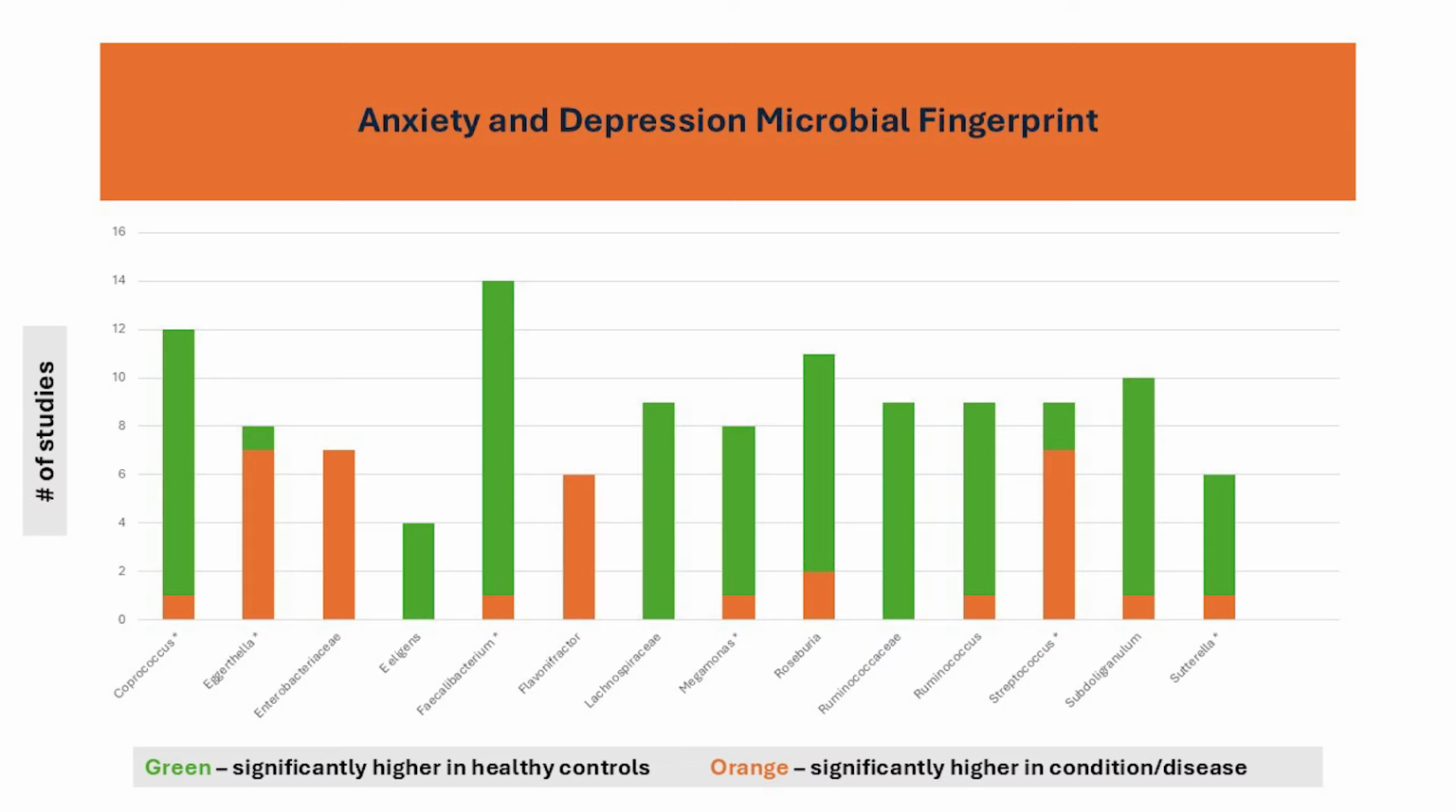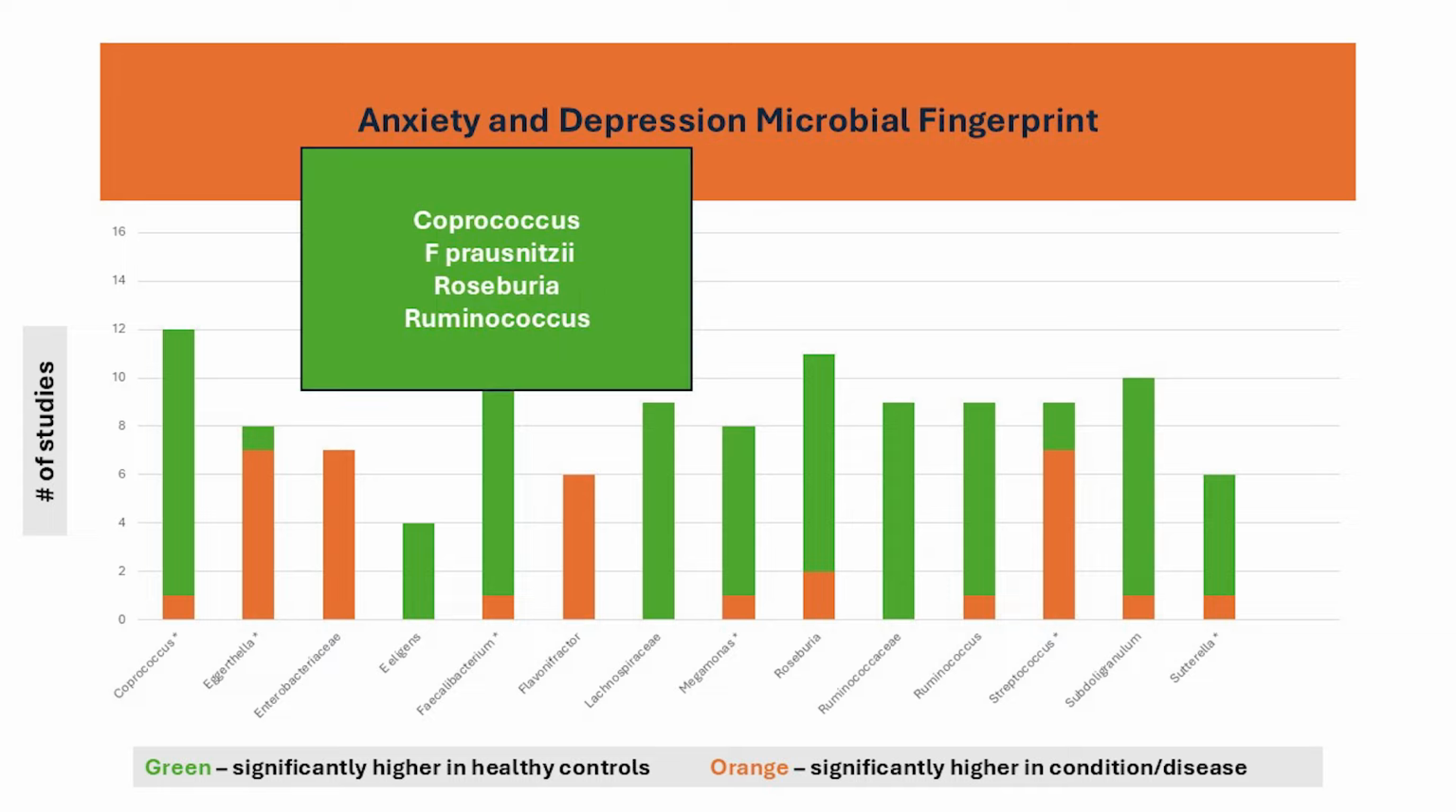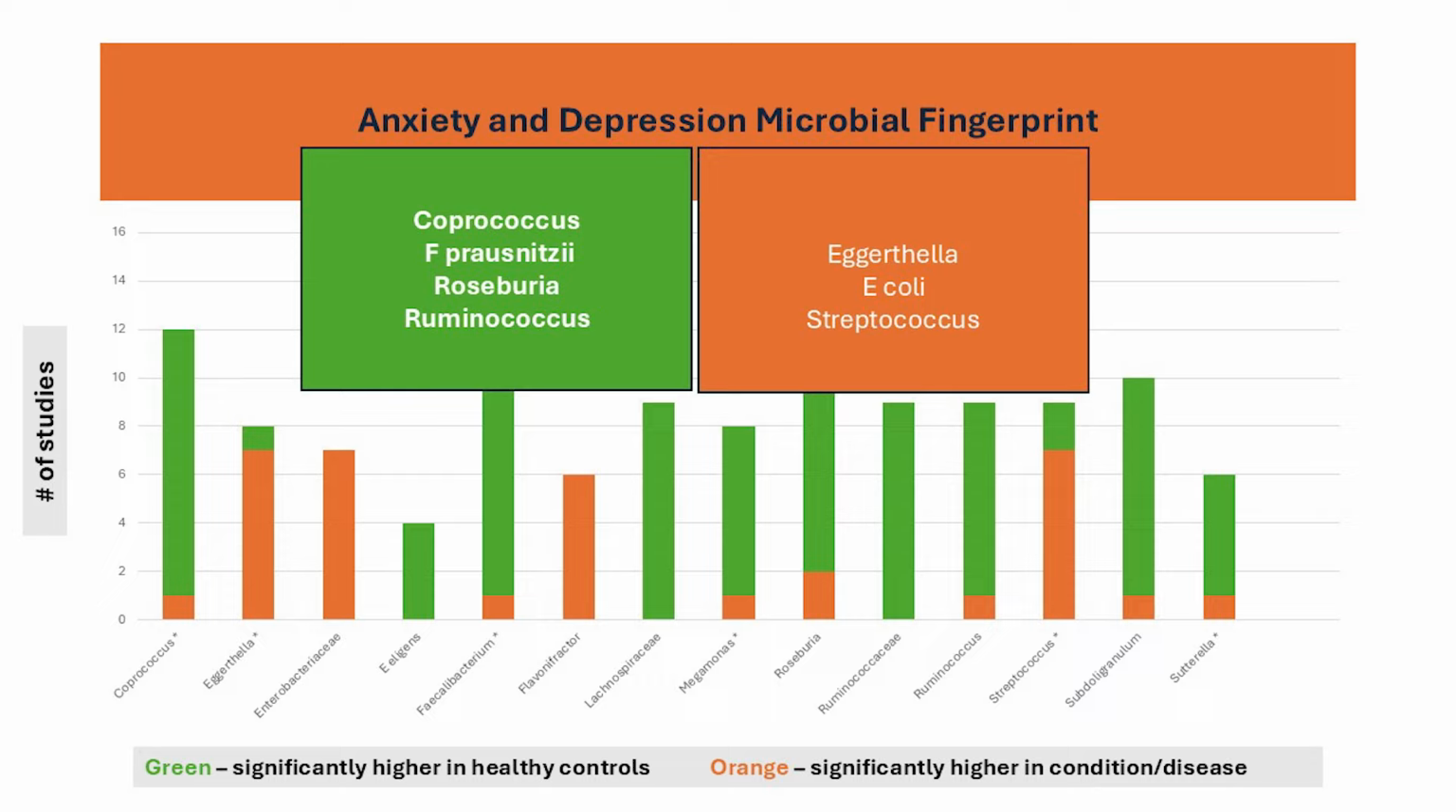And how about the microbial fingerprint for anxiety and depression? Again, we see those familiar butyrate-producing, antibiotic, and oxygen-sensitive health promoters significantly reduced in the microbiomes of those with anxiety and/or depression. Familiar names like Coprococcus, F. prausnitzii, Roseburia, and Ruminococcus. While the familiar opportunistic pathogens, which are significantly lower in healthy controls as compared to those with anxiety and depression, are Haemophilus, E. coli, and Streptococcus. Lactobacillus is equally weighted between positive and negative data points here.